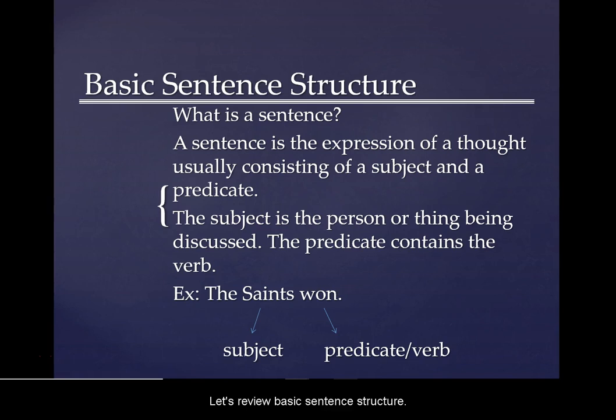Let's review basic sentence structure. What is a sentence? A sentence is the expression of a thought, usually consisting of a subject and a predicate. The subject is the person or thing being discussed. The predicate contains the verb. Example: The Saints won. In this sentence, Saints is the subject, won is a verb. This is a complete sentence.